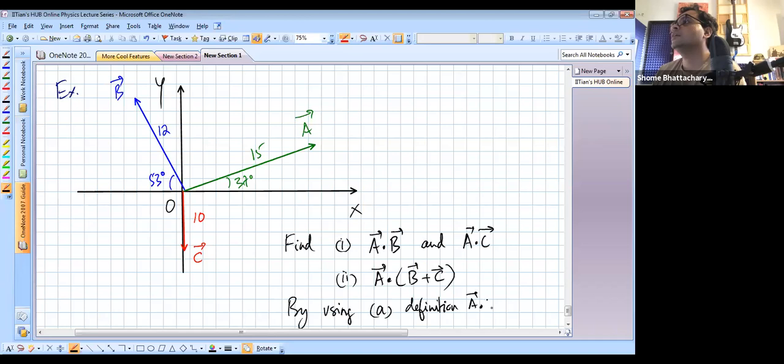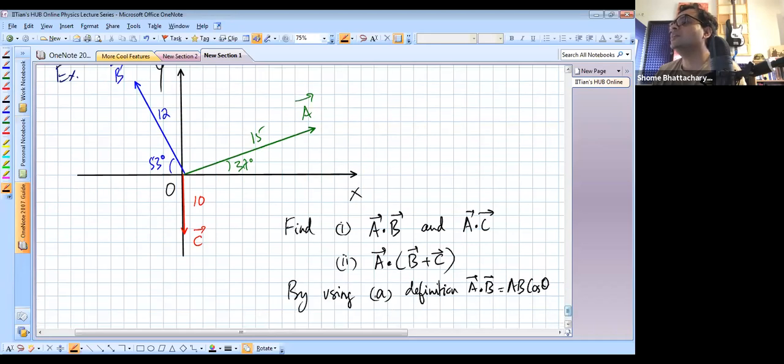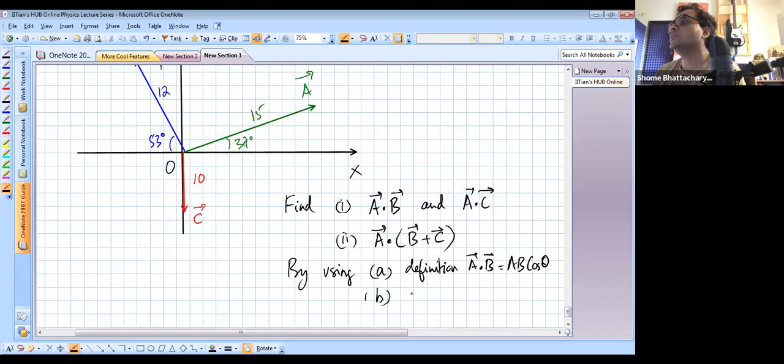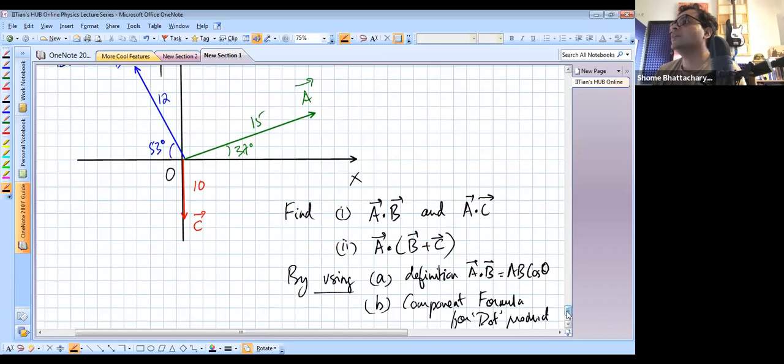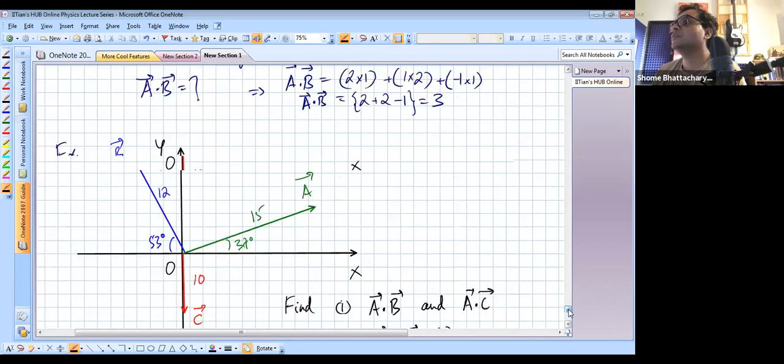that A dot B is AB cos theta, and alternately again do the recalculation of these and show that your calculations are correct by using the component formula for dot product. Okay. So do it by both the methods and verify for yourself that what you're getting is correct by each of the methods. Okay.